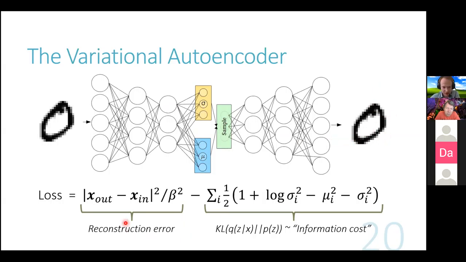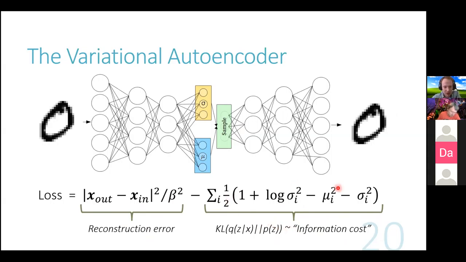And the loss function, in addition to the reconstruction error that we had before, also has this extra term, which is called the KL divergence between the encoded distribution and a multivariate Gaussian. Intuitively, it's the cost for encoding information. I'm going to go into great detail about this in the next couple of slides, because I think it's important to understand. But first, to understand why I'm calling this an information cost.